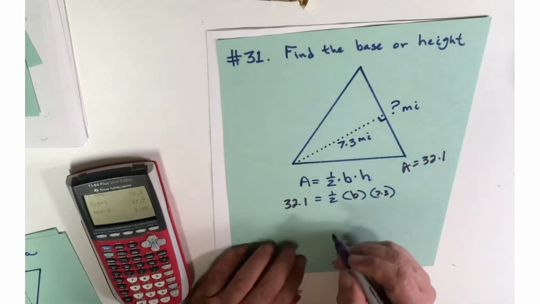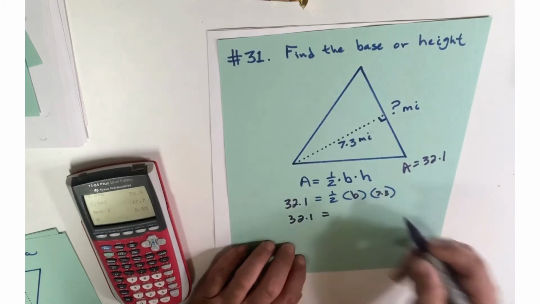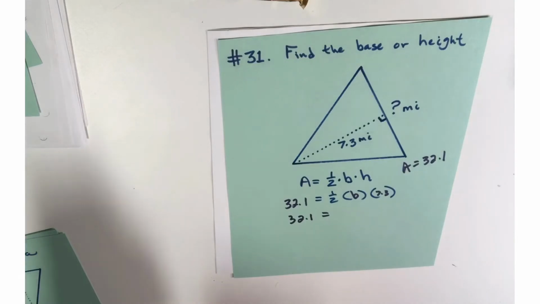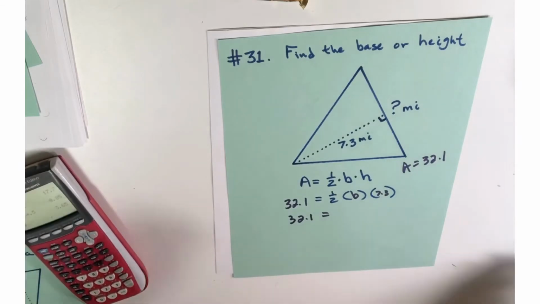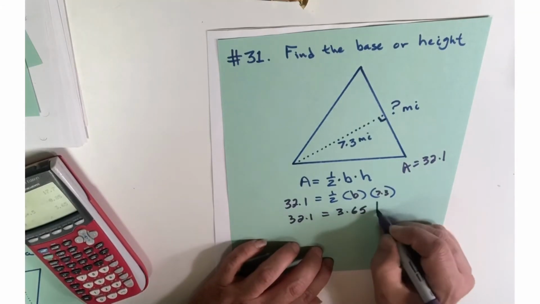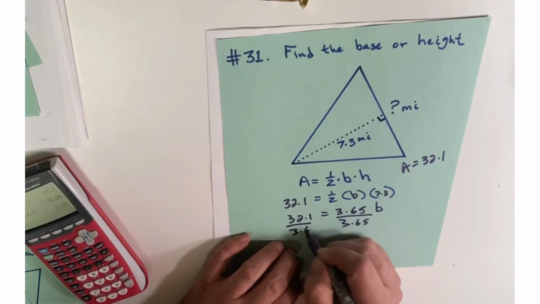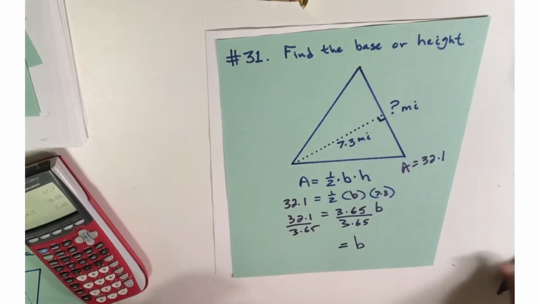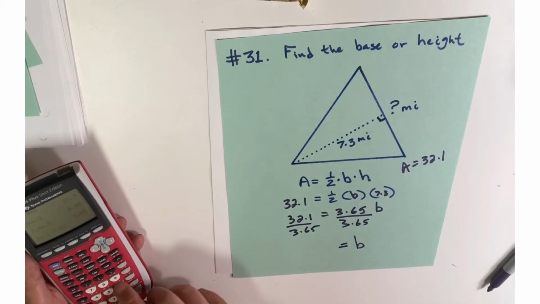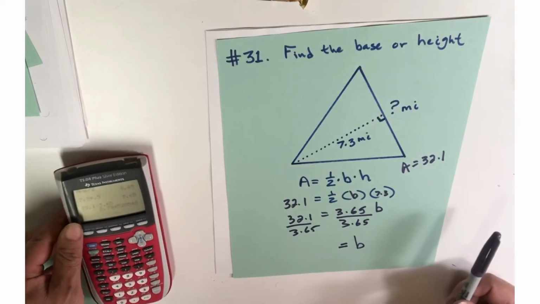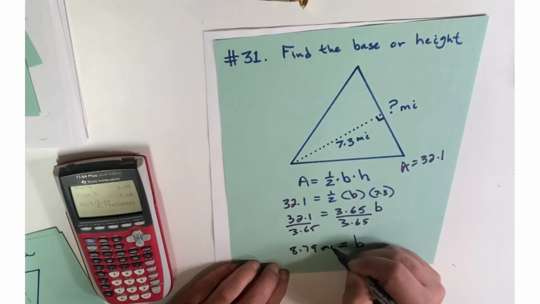I am first going to leave this 32.1 and see what all of this is. In other words, 7.3 times 0.5. That's going to give me 3.65. So 3.65 times the base. When I divide by 3.65, I will see that my base is how much? Well, let's go see. 32.1 divided by 3.65 equals, to the nearest hundredth, 8.79. It is miles.